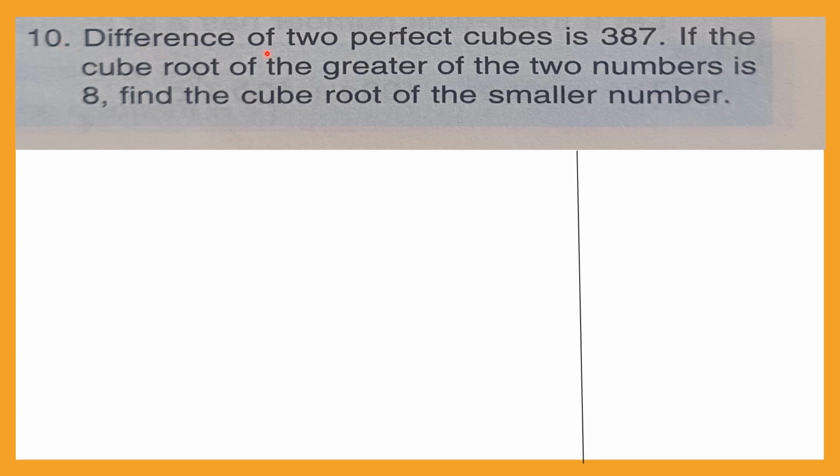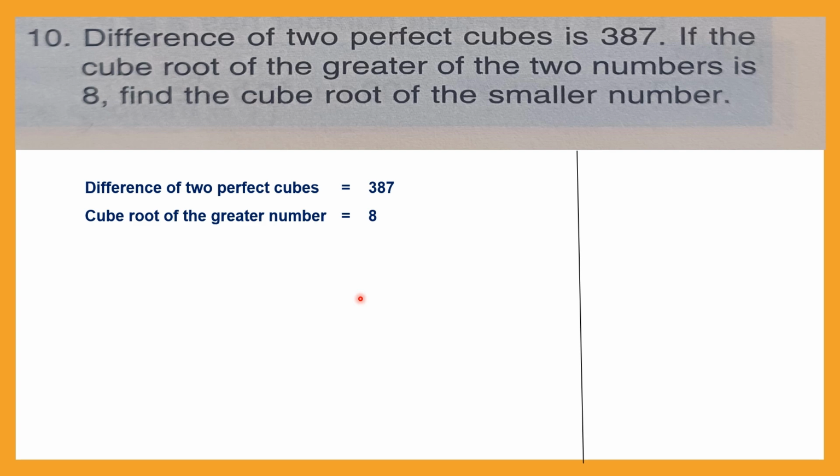Question 10. Difference of two perfect cubes is 387. So there are two perfect cubes. When you subtract them, you get 387. Now they're giving us a cube root of the greater of the two numbers, that is 8. Not the cube, but the cube root of the greater number. We have to find the cube root of the smaller number. So what is given to us? Difference is given of the two perfect cubes. The cube root of the greater number is given. Cube root of the smaller number is what we have to find out.